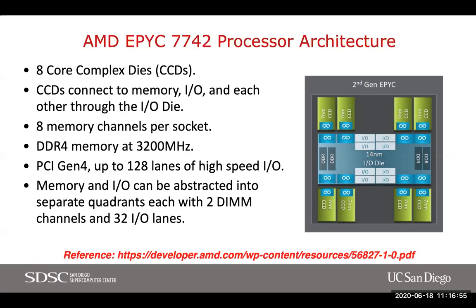And the memory and I/O can be abstracted into separate quadrants, each with 2 DIMM channels and 32 I/O lanes. This gives you options as far as the NUMA domains go. And I'll talk about that a little bit further into the talk.